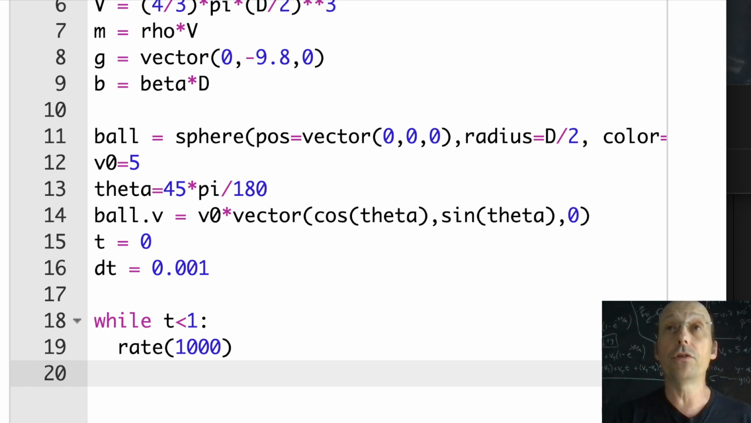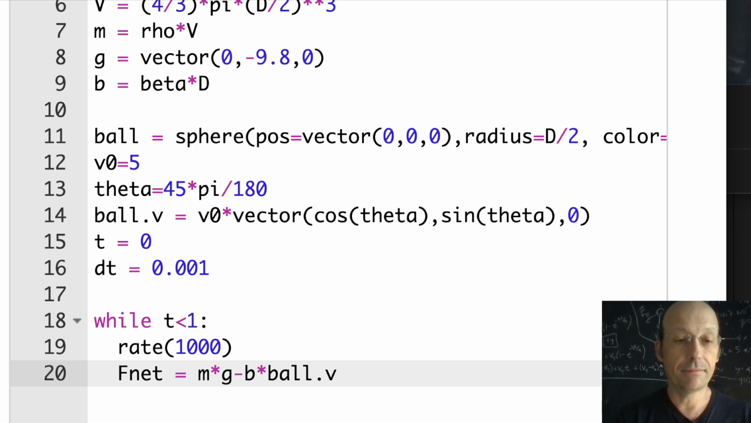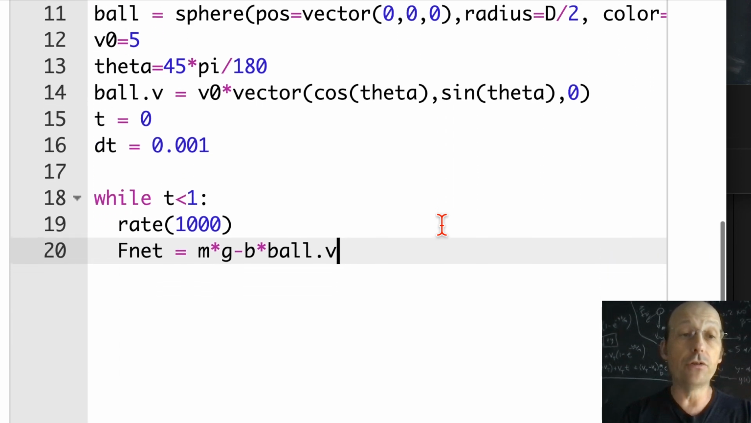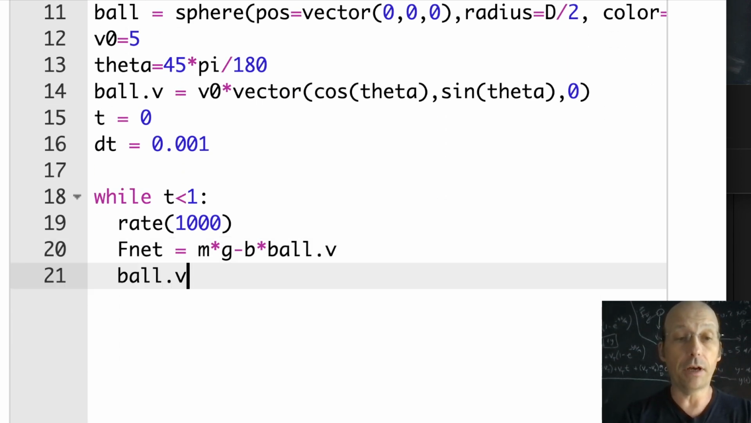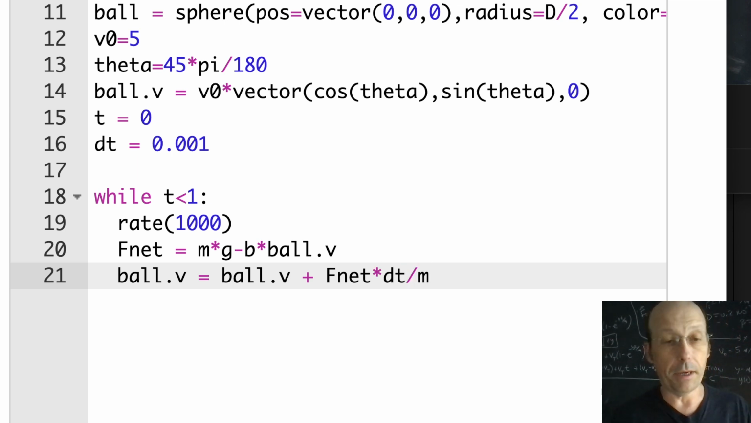The first thing I'm going to do is to calculate the net force. F net is going to be equal to m times g, right? That's the weight, minus b times ball.v. That's it, right? I want to point out that ball.v is a vector, g is a vector with a negative y component, so F net is a vector. Now I can use that to update the velocity of the ball. Ball.v equals ball.v plus F net times dt divided by m. I need the acceleration, force divided by m.